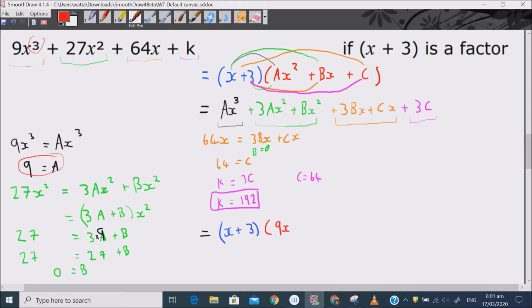And I'm just going to use the a, b, and c values we found before. A is 9, b is 0, c is 64. So my quadratic that I still need to solve is 9x squared plus 64, and this doesn't have any real roots, so we're done.